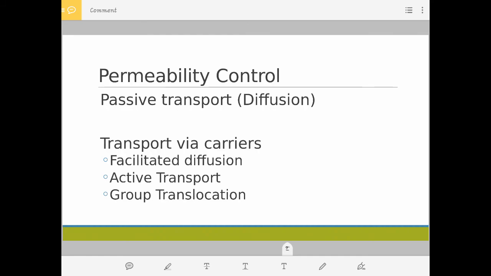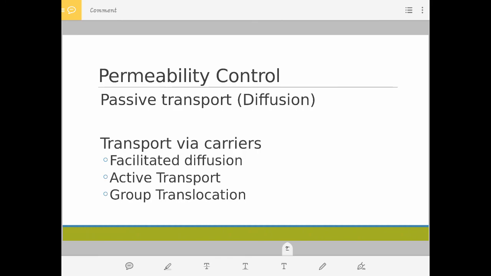So another type of control is permeability control. This usually involves cells that have compartments. Eukaryotic cells are well compartmentalized. So they restrict certain reactions to certain organelles or certain vesicles. And by doing so, they can actually control how their metabolism works.